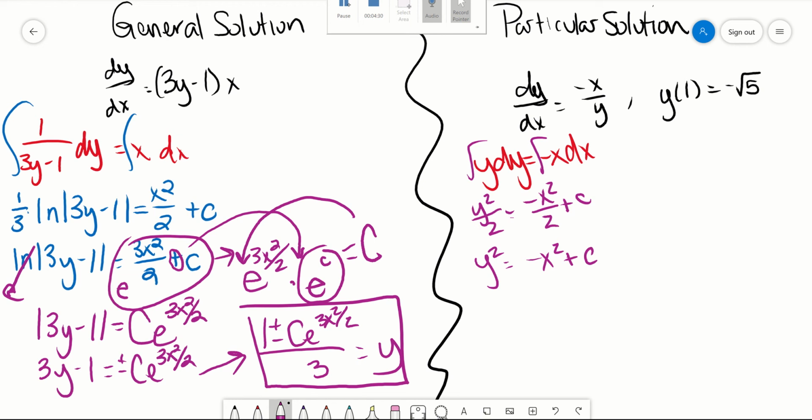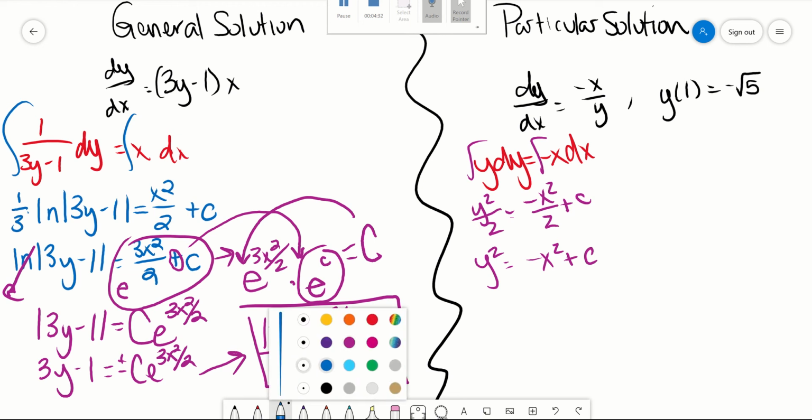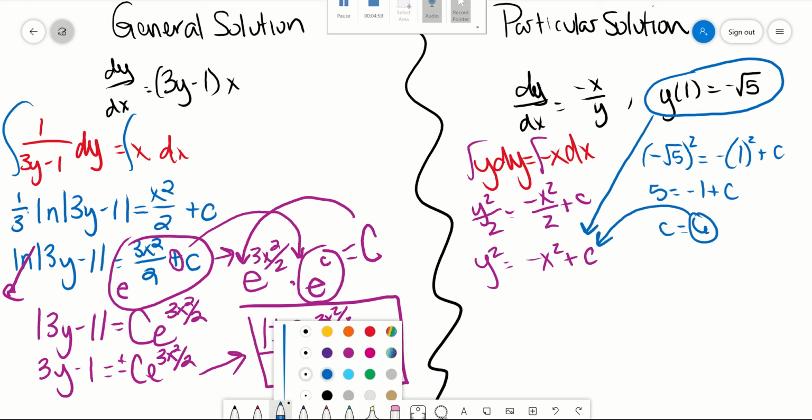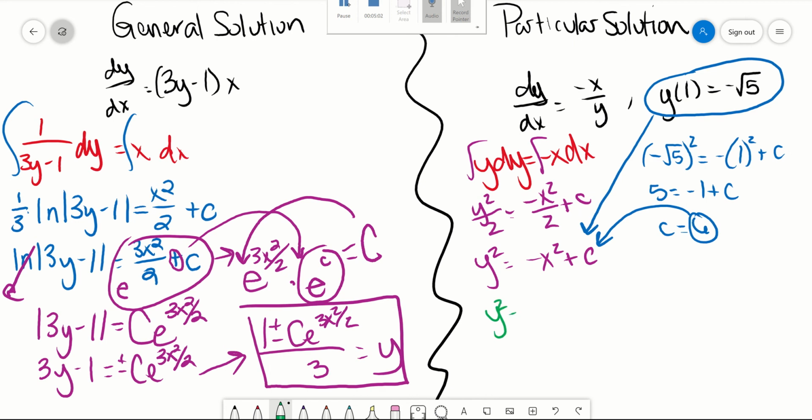So now what I have to do is use the initial condition to be able to solve for c. Technically, you can use it at any point, but it's pretty easy to use it here. So if I plug in negative square root of 5 in place of y, and 1 in place of x, that's going to let me solve for c. So it's going to give me 5 equals negative 1 plus c, so that means c is equal to 6. So you're going to take that and plug it back in. So now that is going to give me y squared equals, I'm just going to put this first so that the positive thing is first. But now we've got c plugged in there.